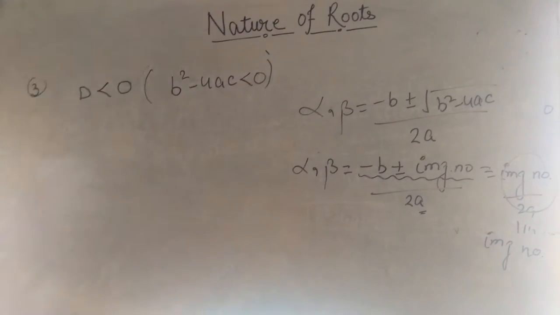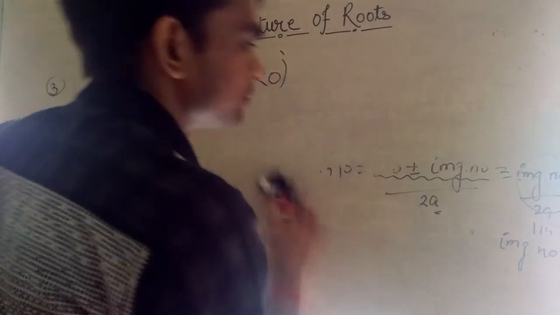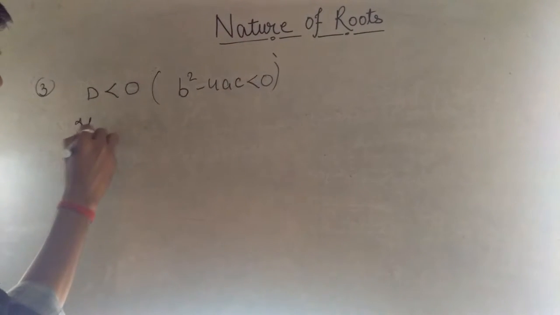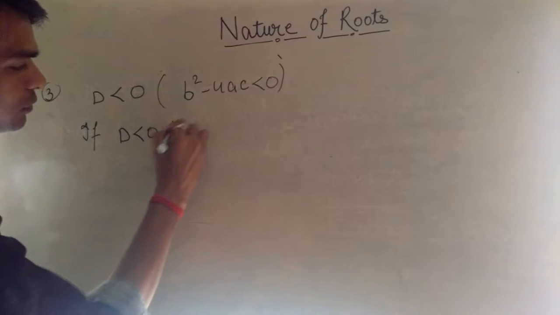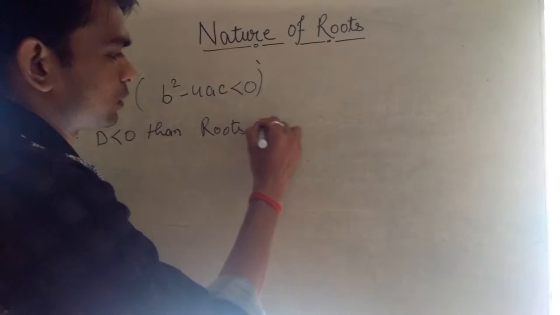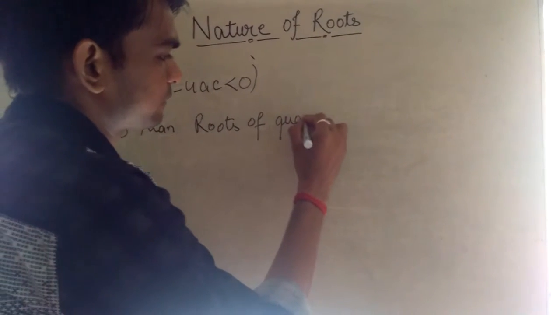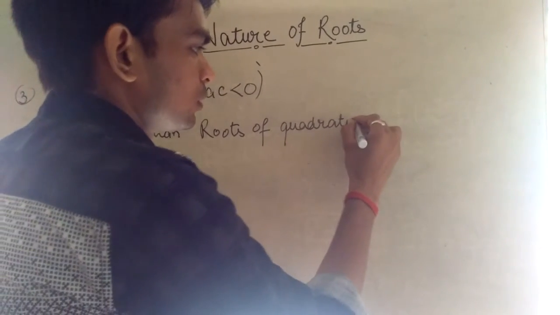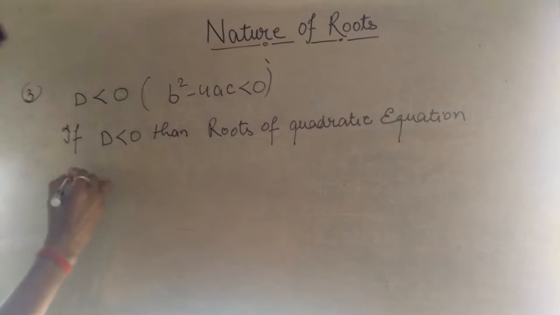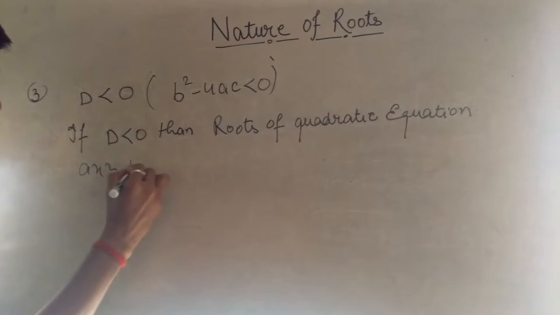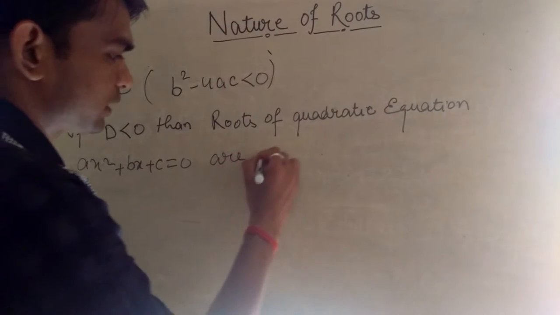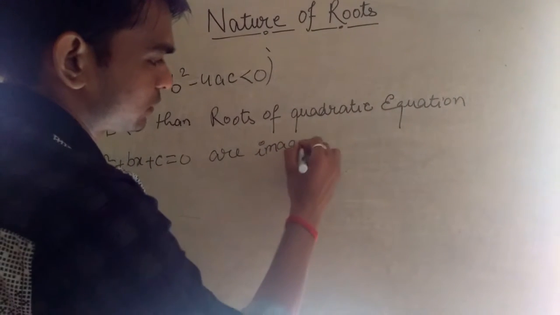Based on this, we can make a conclusion: if d is less than 0, then the roots of the quadratic equation ax square plus bx plus c equal to 0 are imaginary.